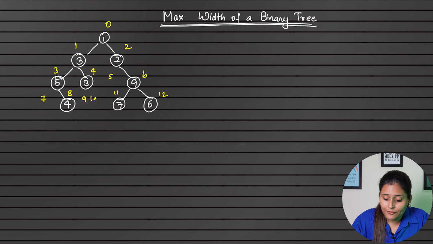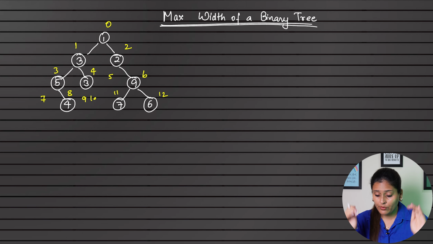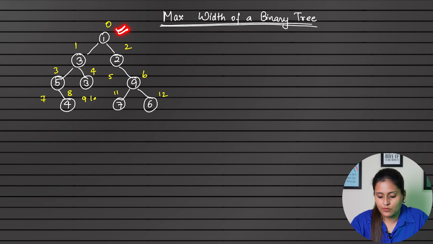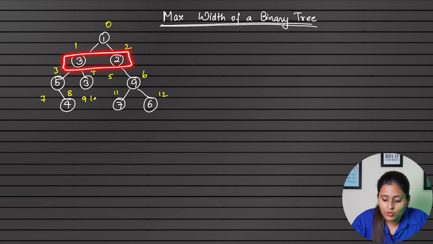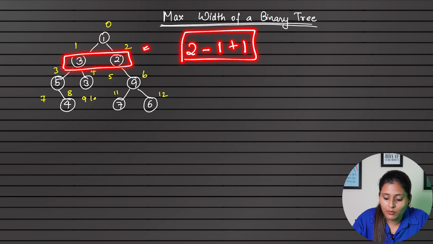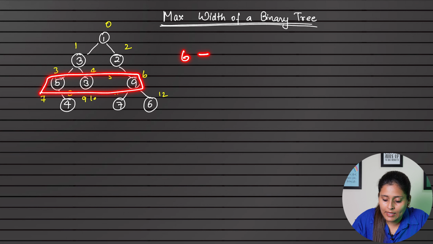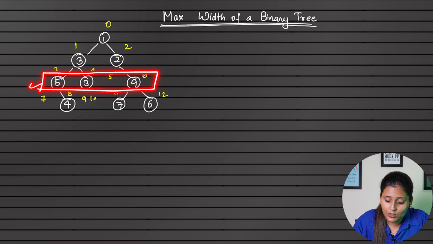Okay. So what is the maximum width? For this level it will be the rightmost and leftmost difference, which is 0 minus 0 plus 1, which is 1. Similarly for this, rightmost 2 minus leftmost 1 plus 1, that will be nothing but 2, and that's what the width is. Similarly for this, rightmost 6 minus leftmost 3 plus 1, which is nothing but 4, and the width of this level is 4 because 3 nodes are present and 1 is for the null value.